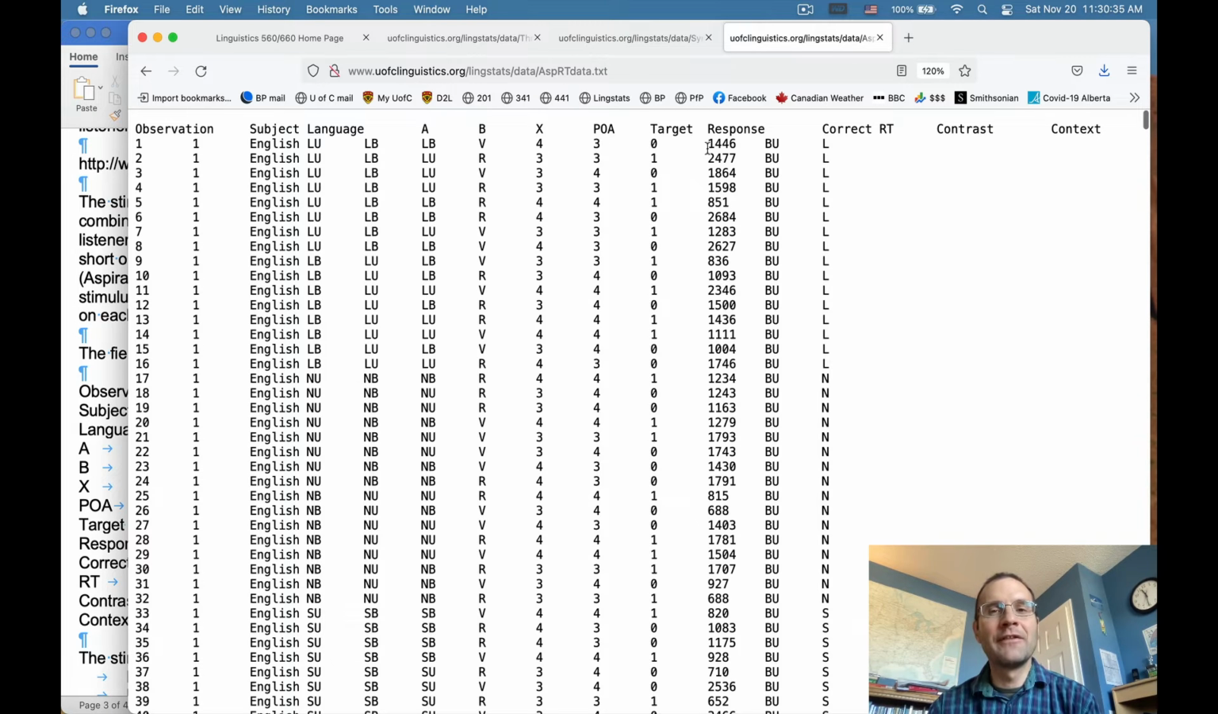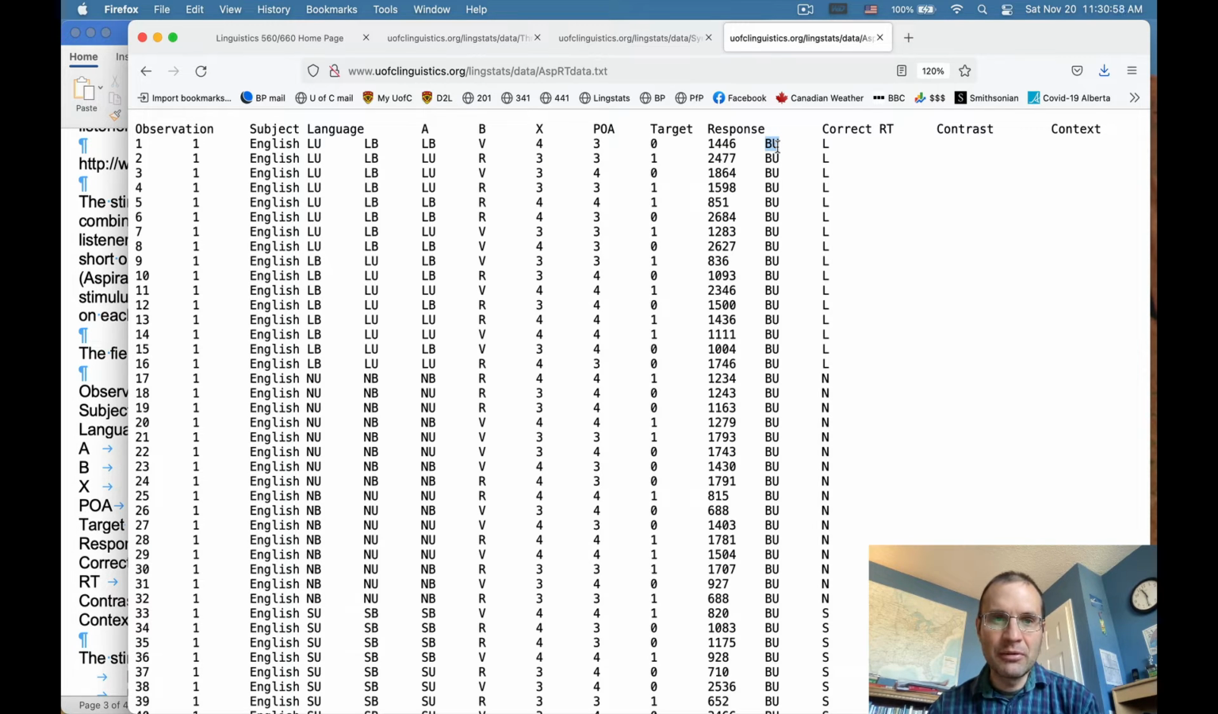So, if it takes a subject longer to make a decision about what they've heard, normally that is taken to be indicative of a greater amount of confusion about what they've heard, because they can't figure it out as easily. And if they have faster response times, like 851 milliseconds, it's an easy decision for them to make.